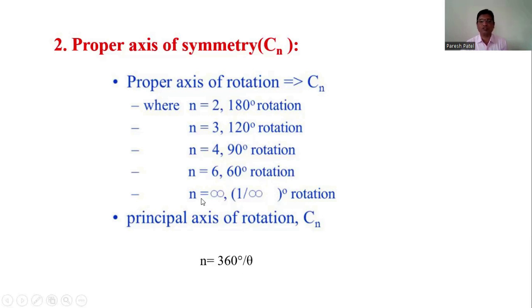Similarly, if we go for infinite times of rotations, anyhow, Cn can be recognized as a symmetry element. And if you go for the symmetry operation, that can be designated as Cnk, where k represents the number of times that the symmetry operation is applied.